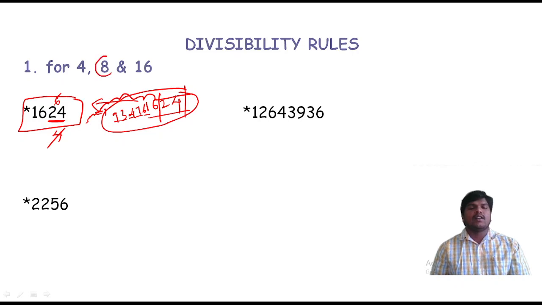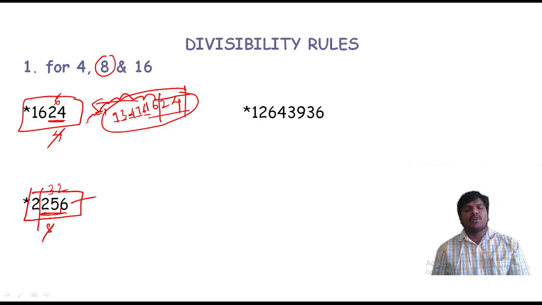And let us check for 8. We need to check the last 3 digits for 8. Is 2256 divisible by 8? We need to check the last 3 digits. So let us check: 8 3s are 24, remaining 1 here, 8 2s are 16. So it is exactly divisible by 8. So the whole number 2256 is also divisible by 8. So whatever the numbers are here, that is exactly divisible by 8.